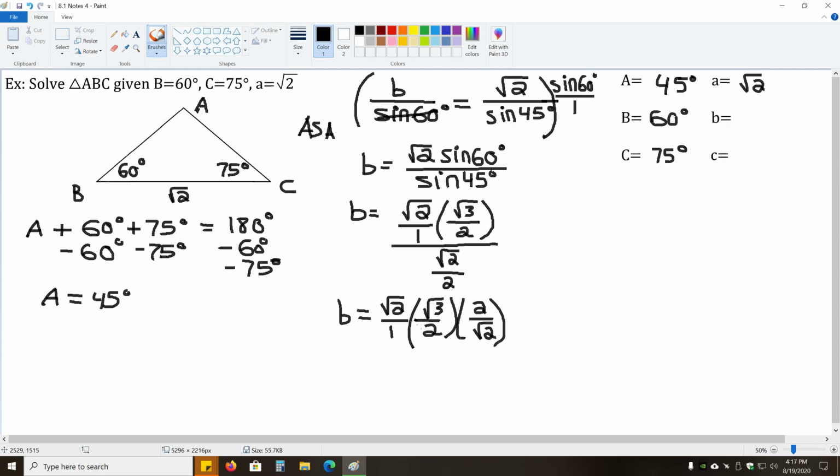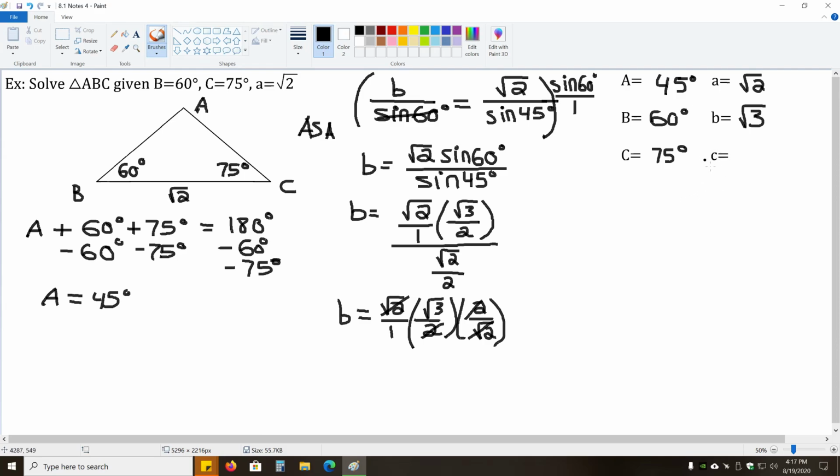And now notice what we can cancel. Because we're multiplying all three fractions, if anything's a common factor in the top and bottom, it'll cancel out. So this 2 in the top and bottom cancels, and the square root of 2 in the top and bottom cancels, leaving us with the square root of 3 over 1, meaning B is just equal to the square root of 3.